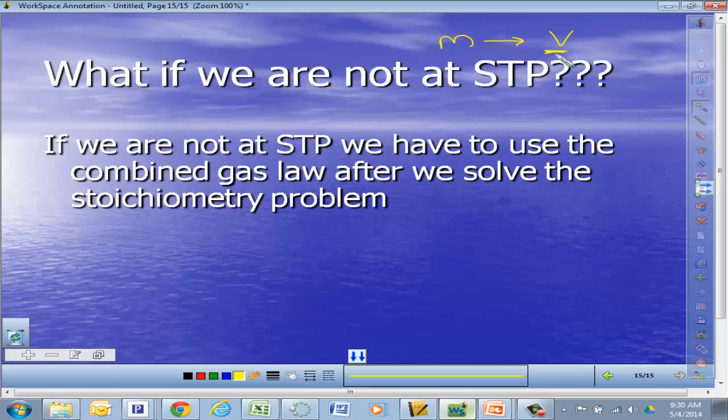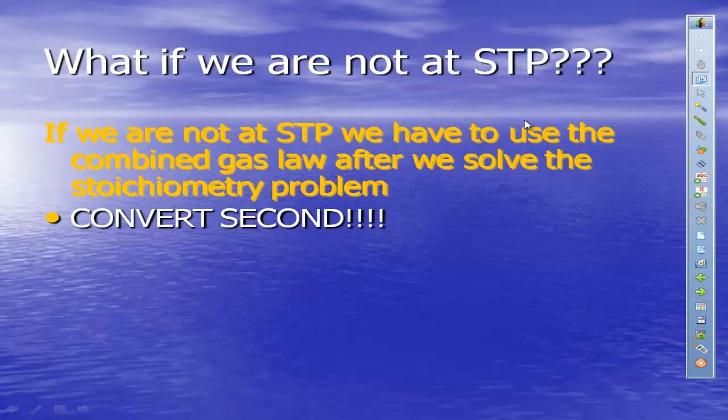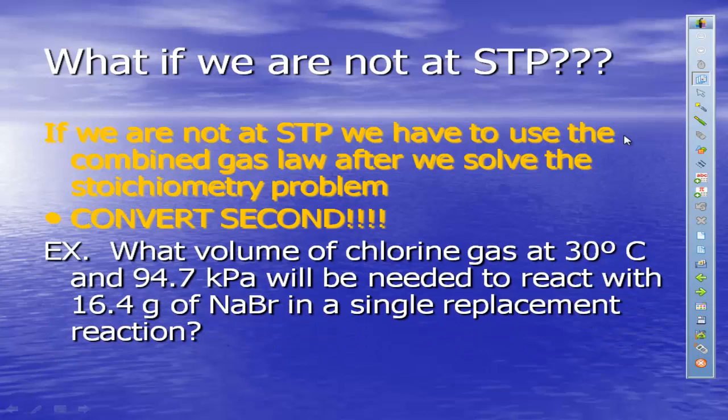Volume's listed second. So if I continue reading, we have to use the combined gas law second, after we solve the stoichiometry problem. And if you remember what the combined gas law is, that's pressure 1, volume 1, temperature 2 equals pressure 2, volume 2, temperature 1. That will be done second, after we run the normal stoichiometry that you've been told. And like it says there, convert second if we're not at STP.